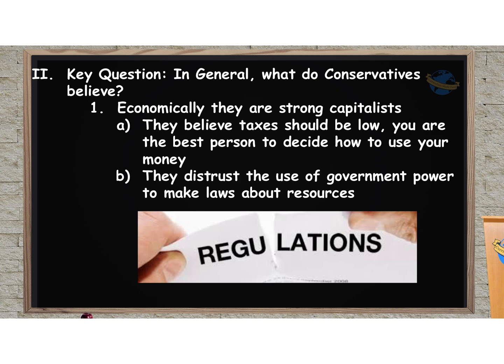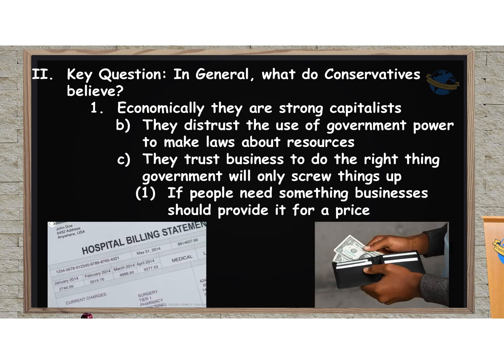Conservatives also distrust the use of government power to make laws about resources. In general, they are very big believers in the capitalist free market, the idea that if you let different individuals compete with each other, that competition will ultimately lead to the best product at the lowest price for the most number of people. So we don't need the government stepping in and telling people what to do. Conversely, they do more often trust businesses to do the right thing, believing that if the government steps in and creates rules they have to follow, the government is only going to mess businesses up.